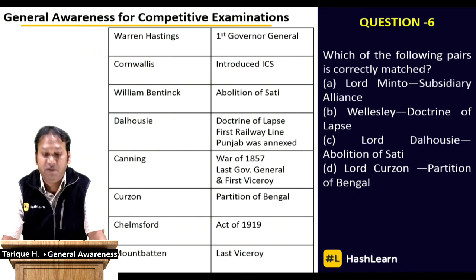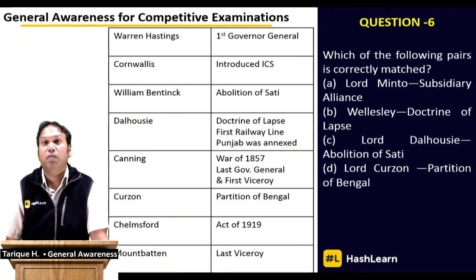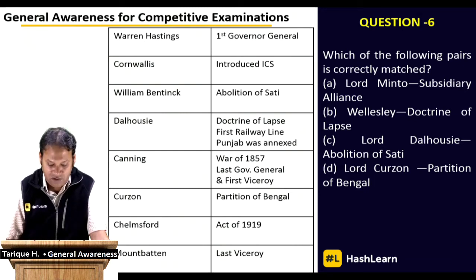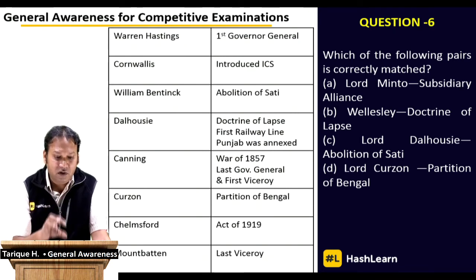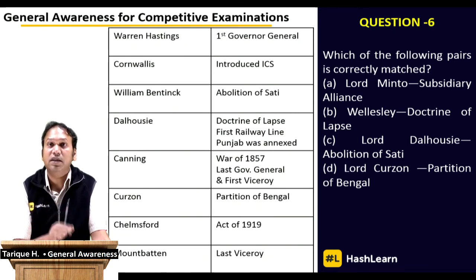During the time when India became independent, the last Viceroy of India was Mountbatten, who had very friendly relations with Pandit Jawaharlal Nehru, our first Prime Minister. So I have given you a list of some of the important Governor Generals and Viceroys.